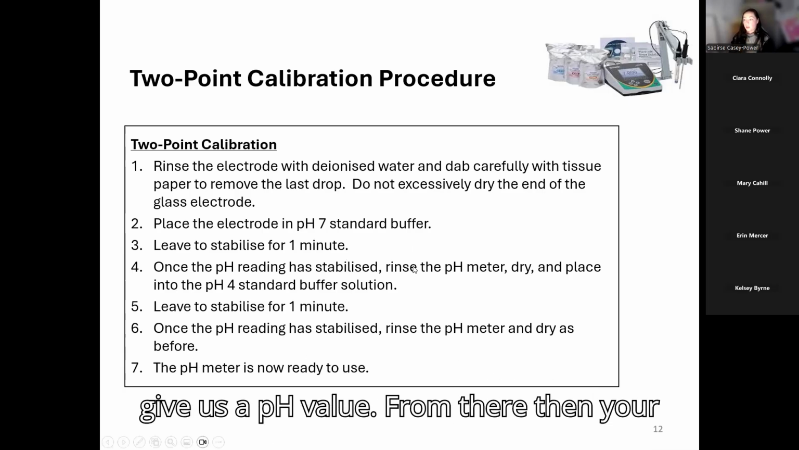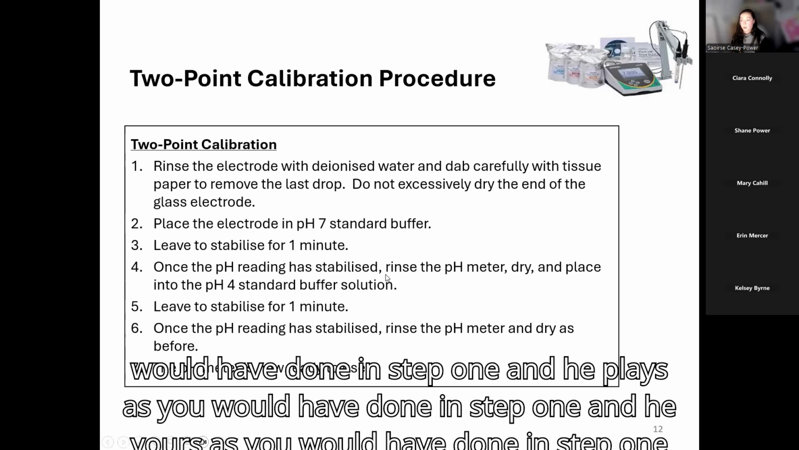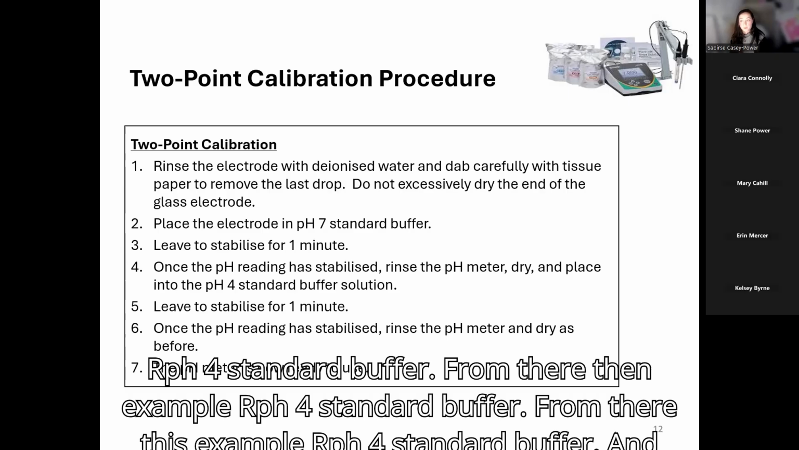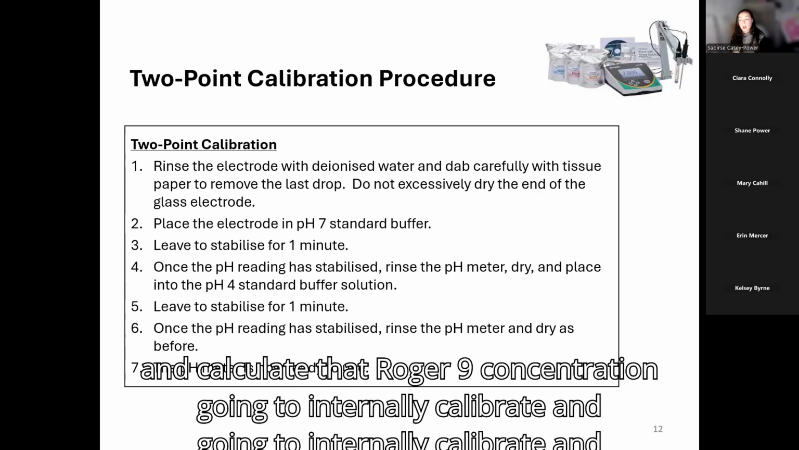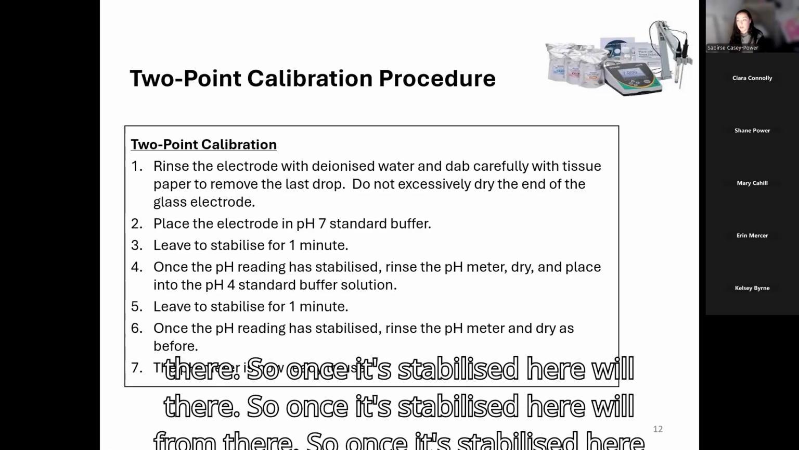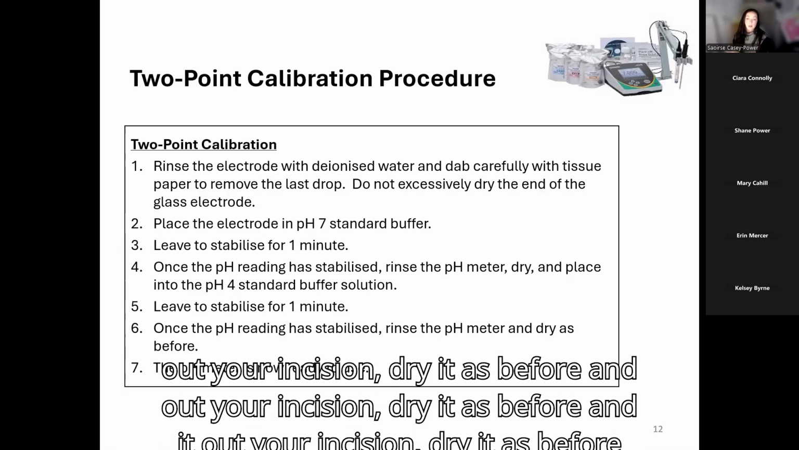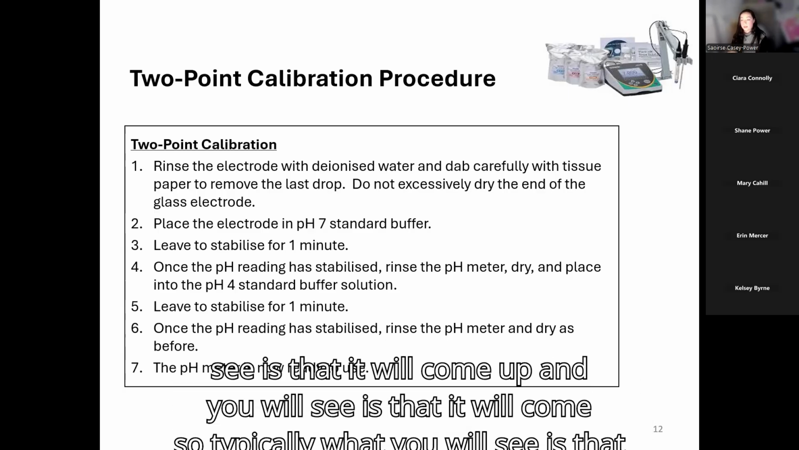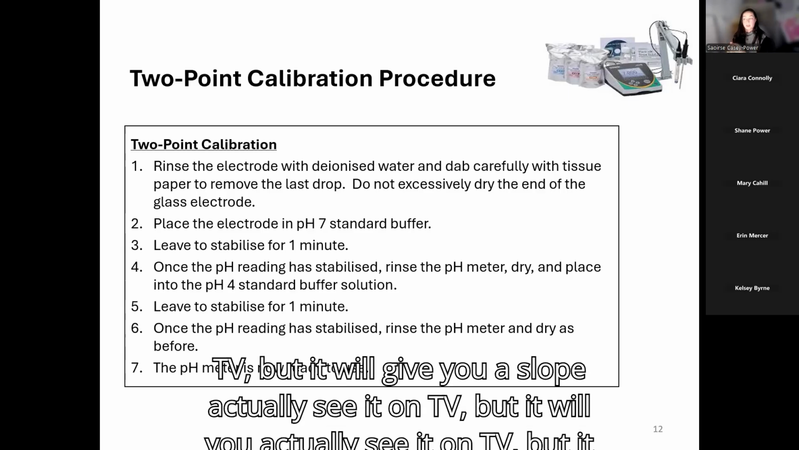Once the pH reading is stabilized, it'll come up as ready, and it will give us the pH value. From there, you rinse the pH meter as you did in step 1, dry it as you did in step 1, and you place it directly into, in this example, our pH 4 standard buffer. Again, you allow it to stabilize for 1 minute. It's going to internally calibrate and calculate that hydrogen ion concentration, and then give us our pH value from there. Once it's stabilized, it'll give you that ready value. You take it out, rinse it and dry it as before, and then you can use it for a measurement. Typically what you will see is that it will come up, and again, it's much easier when you actually see it in front of you, but it will give you a slope value.